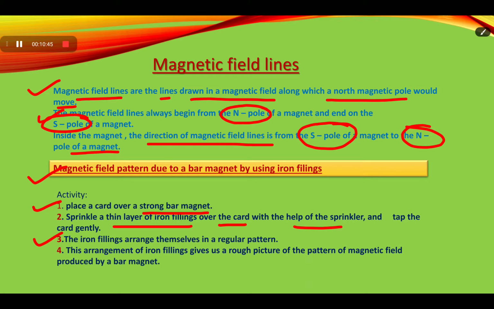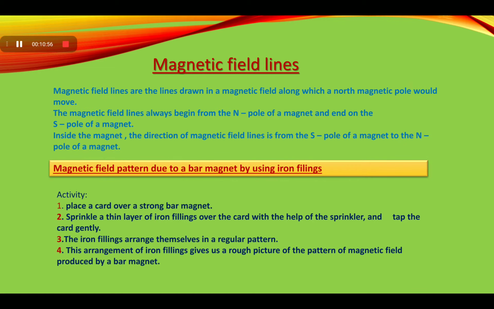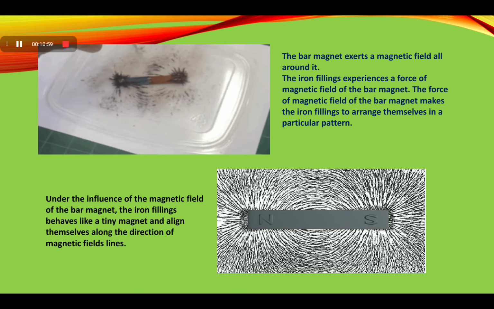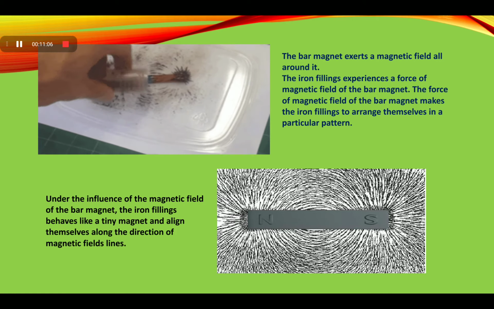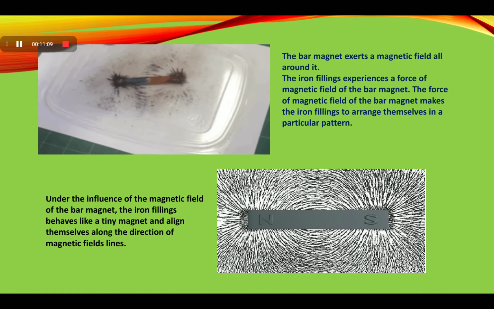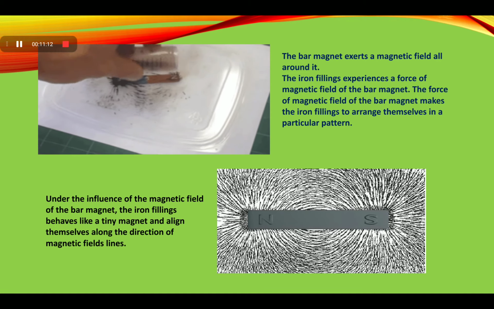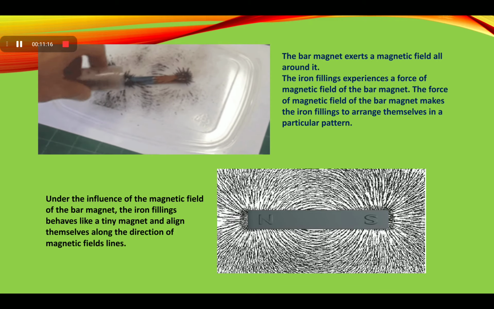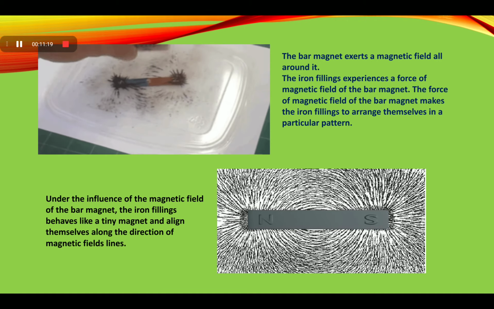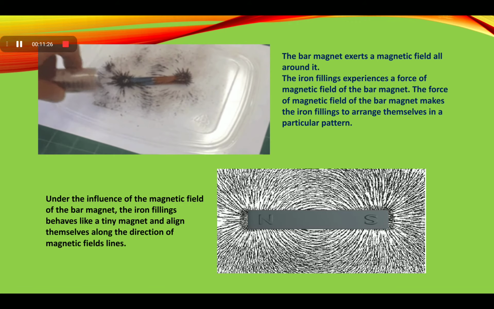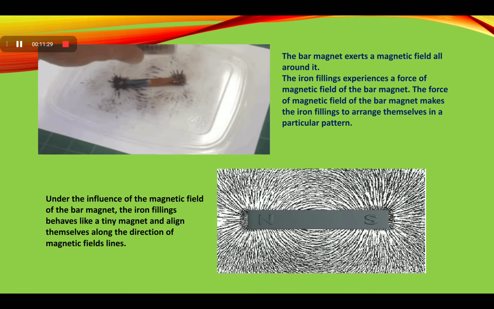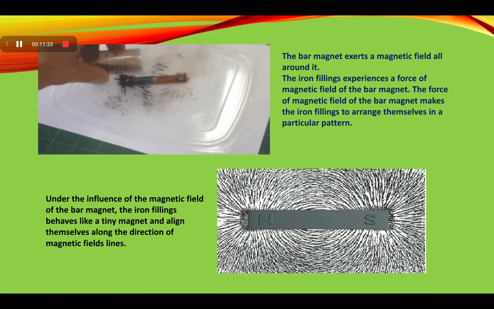gives us a very rough picture of the pattern of magnetic field produced by the bar magnet, as you can see in the animation that here in the place of card a plastic lid is used, and the plastic lid is placed on the bar magnet, and the iron filings are just sprinkled with the help of a sprinkler on the plastic lid, and we see that the iron filings arrange themselves in a regular pattern, and this regular pattern gives us the magnetic field of a bar magnet.